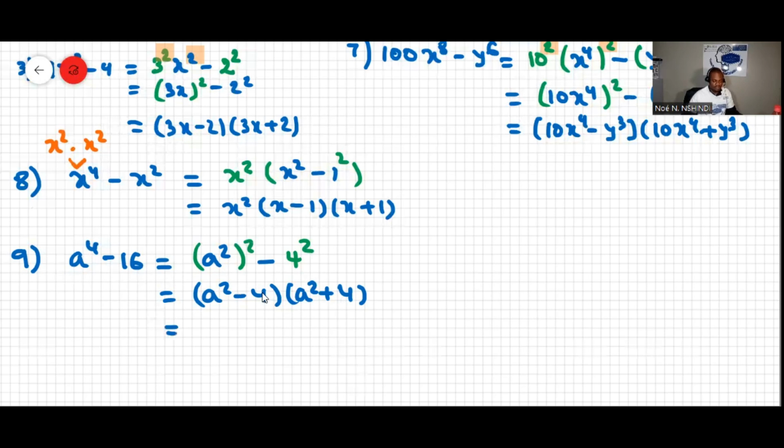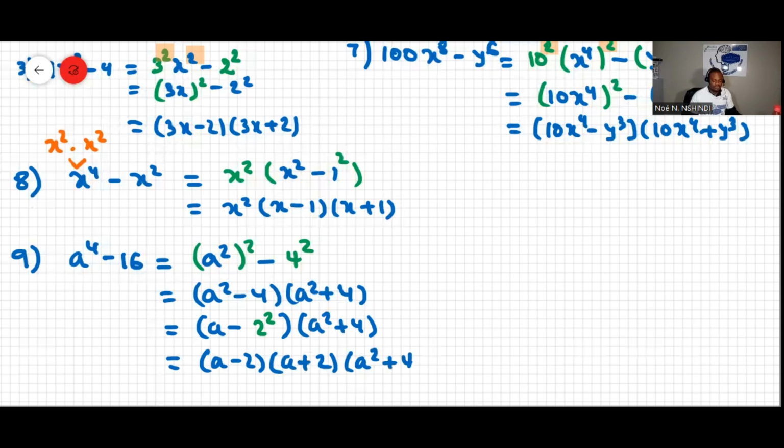This will be a minus, because 4 is 2 squared, and then a squared plus 4 will remain the same, because remember we said there is no formula for sum of two squares. So over here it's going to be a minus 2 in the bracket, and then a plus 2, and then a squared plus 4. Now we can say we have fully factorized this expression.